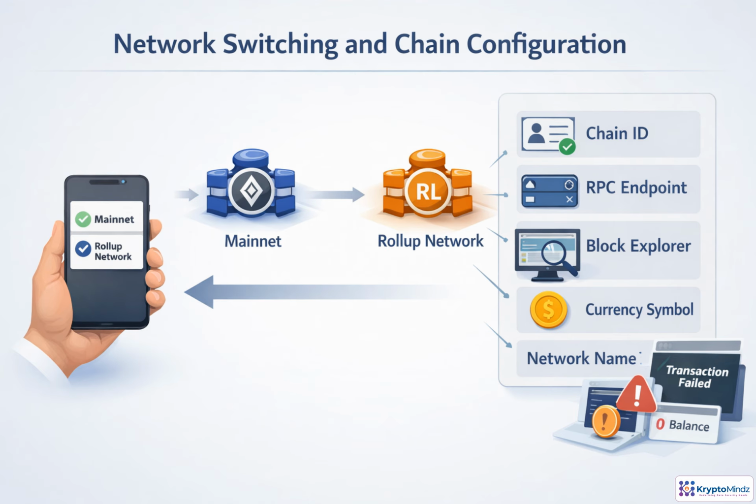Before a wallet can use a rollup, it needs that rollup's network details. Switching networks tells the wallet where to read balances, estimate fees, and send transactions. The chain ID identifies the destination chain and helps prevent replay mistakes. The RPC endpoint connects the wallet to live network data, while the explorer, currency symbol, and network name make activity understandable. If any detail is wrong, transactions may fail, or balances may appear to be missing.